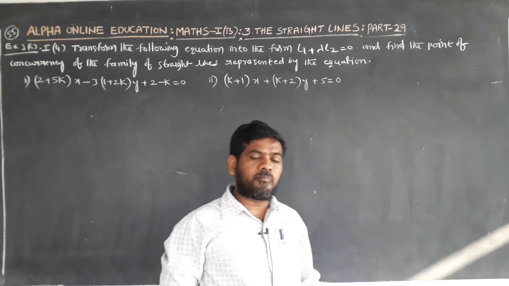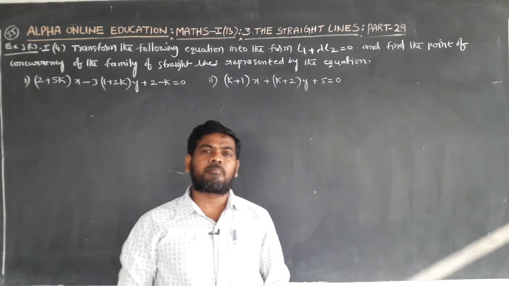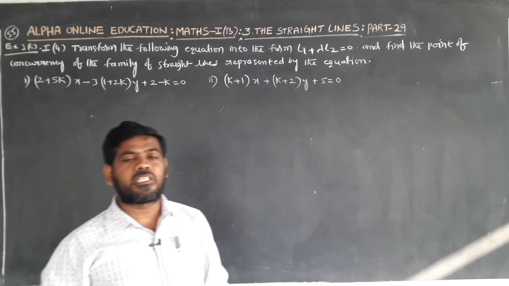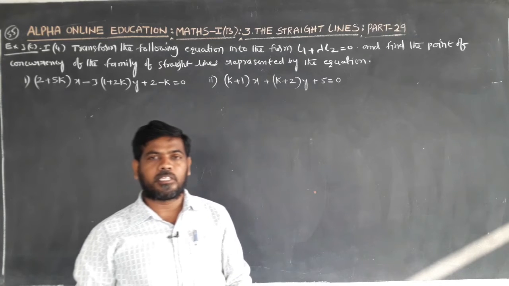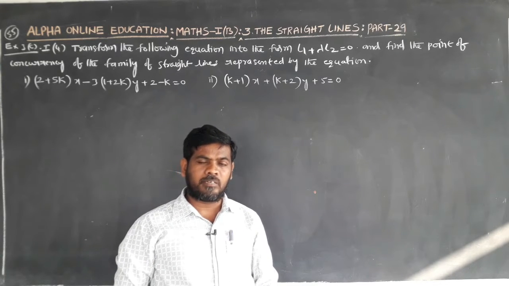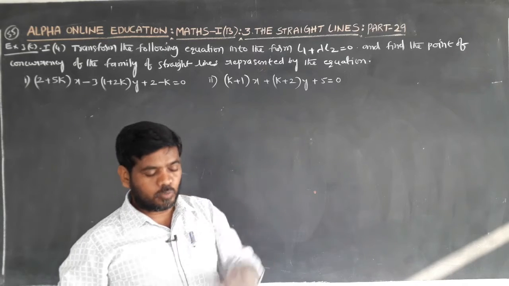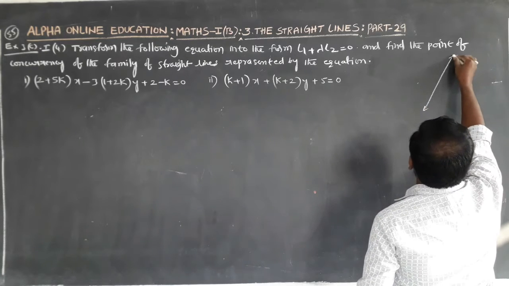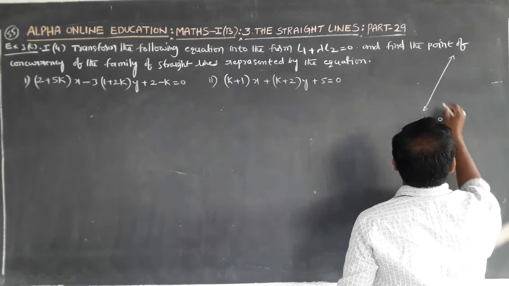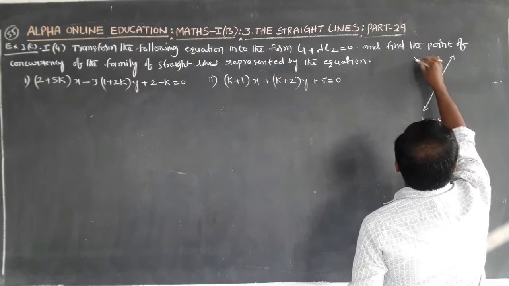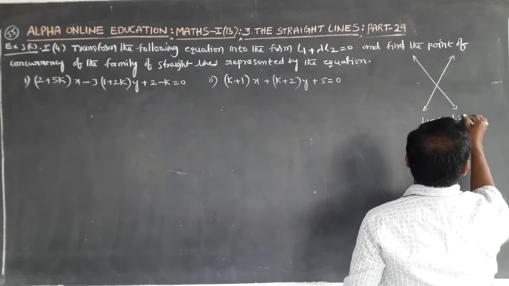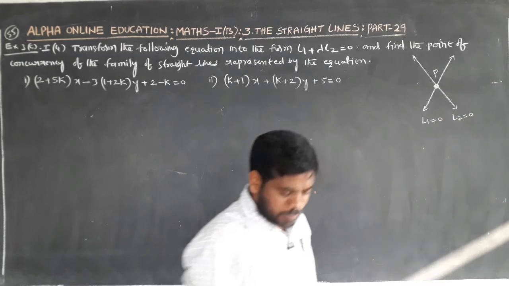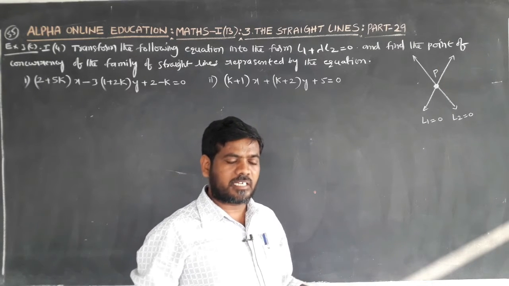Here, transform the following equations into the form L1 plus lambda L2 is equal to 0 and find the point of concurrency. Here two lines are given. This is the equation of the straight line L1 is equal to 0. This is the equation of the straight line L2 is equal to 0. The two lines intersect at P.